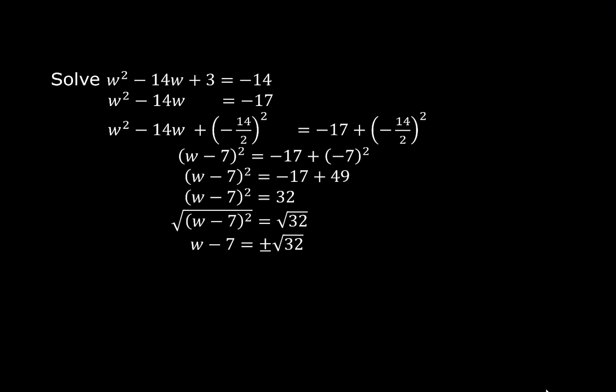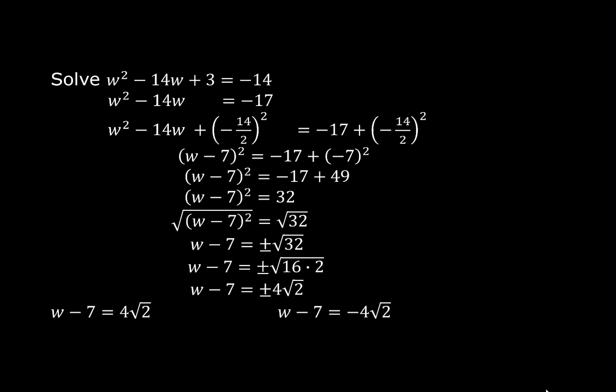Square root of 32 can be broken down and simplified. I'm going to write 32 as 16 times 2. That way you think about taking the square root of 16, which just becomes 4. I have this nice w minus 7 as plus or minus 4 square root of 2. At this point, it's going to help to split this in two. So I'm going to write w minus 7 is 4 square root of 2, and then w minus 7 is negative 4 square root of 2. Then I can move the 7 over in both equations. I have w equals 7 plus 4 square root of 2, and w equals 7 minus 4 square root of 2.